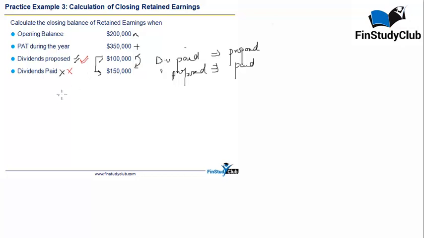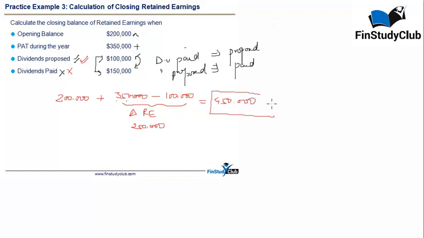So you have the opening balance of 200,000 plus the profit after tax. Ideally this entire amount should have gone, however this was reduced by the dividend that you have proposed, so the delta retained earnings is 2,50,000, which makes it equal to 4,50,000 as the retained earnings in the closing balance sheet.